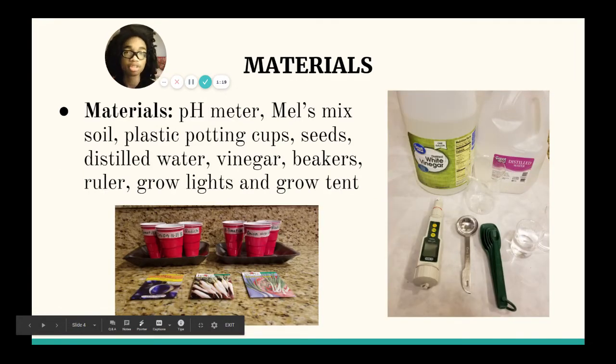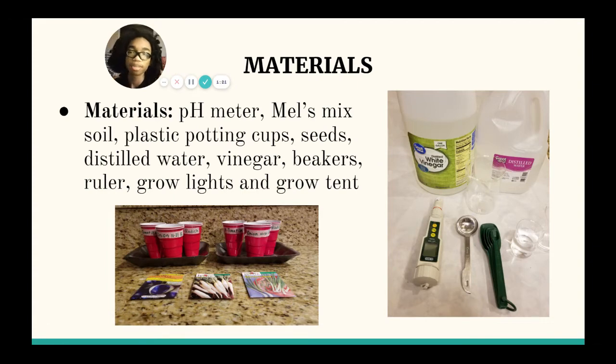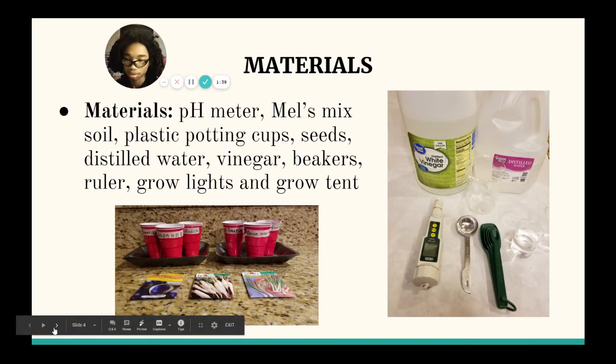The materials used were a pH meter, Mel's mixed soil, plastic potting cups, seeds, distilled water, vinegar, beakers, a ruler, grow lights, and a grow tent. The pH meter used was the Dr. Meter pH 100, and it uses a glass electrode to measure the pH of solutions.